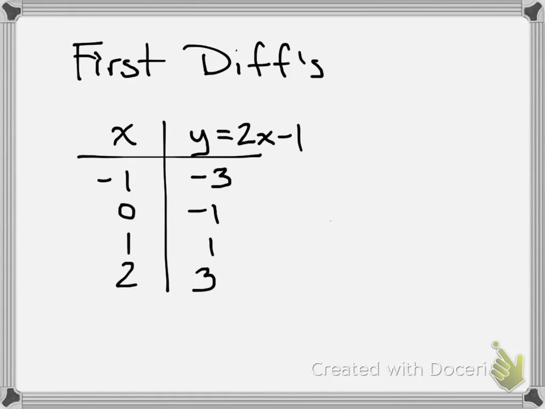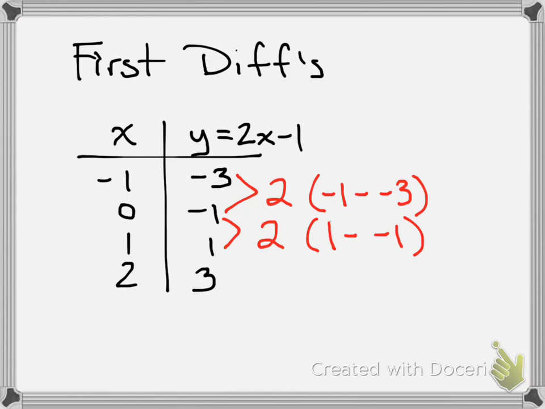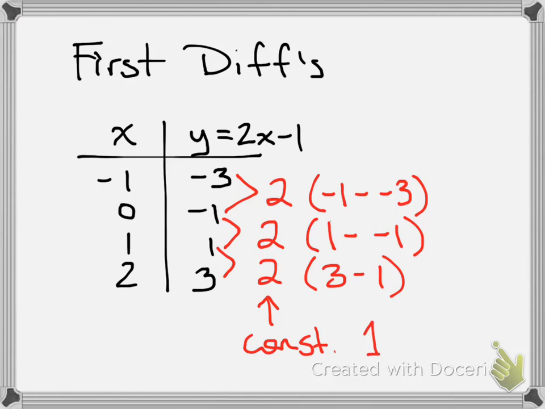So I want you guys to remember back to grade 9 when we talked about first differences, and we recognized that linear relationships had first differences that were constant. So here, the difference from -1 to -3 is 2, right? And we could get that by doing -1 minus -3. And then from -1 to 1, the difference is again 2, because 1 minus -1 is 2. The difference from 1 to 3 is 2, because 3 minus 1 is 2. So we had constant first differences.